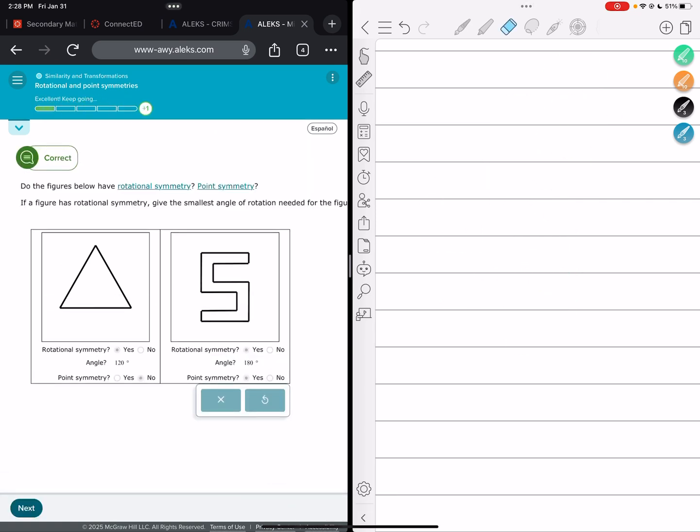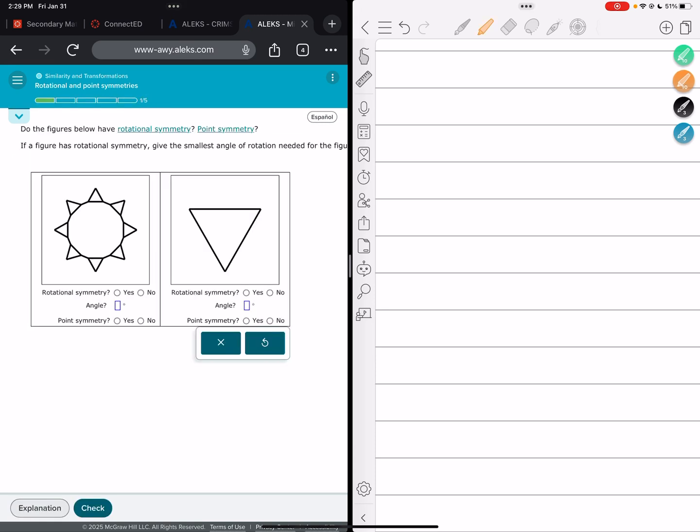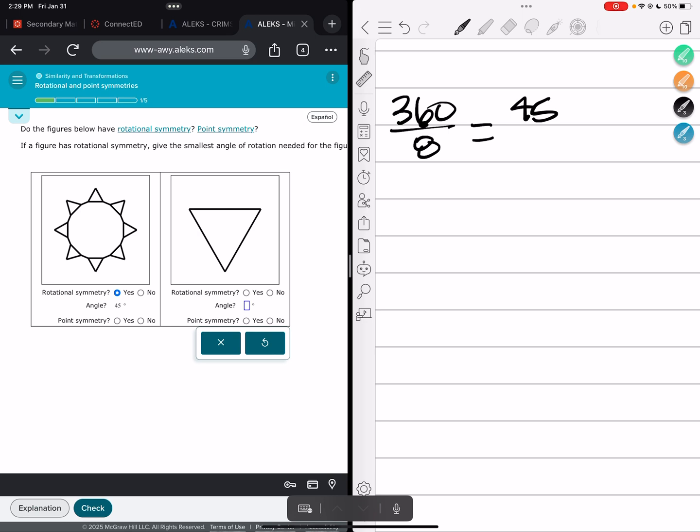Okay, so doing the same thing on the next one. We see that we have a sun, and if we count the points around the sun, I see that there are 8 points, and so to rotate from one point to the other would be good enough. So I can go 360 divided by 8, which gets me 45. So we do have rotational symmetry, and it is at 45 degrees.